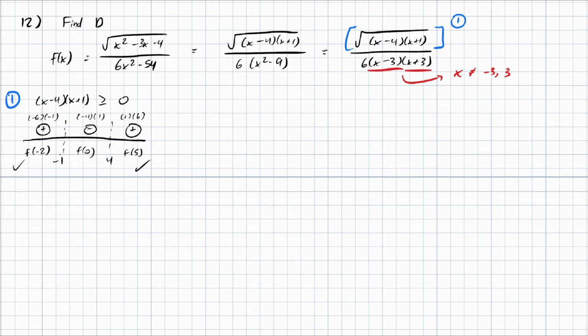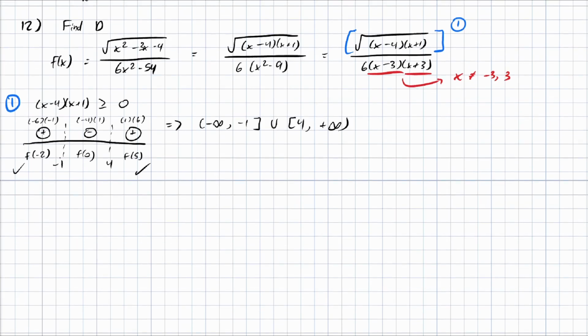So my domain based on this, only on this, is negative infinity to negative 1 included, because my zeros are included, since 0 is equal to 0 in this case, union 4 to positive infinity. But I am not done. I have 2 more restrictions to take care of.